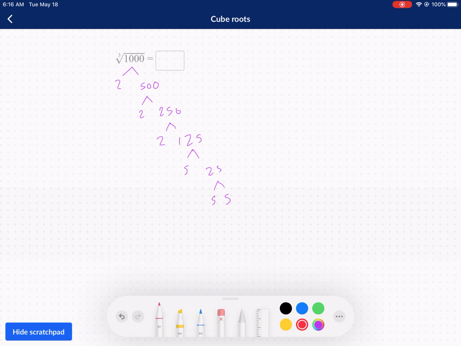Now, because it's a cube root, we're going to circle any triples. So here we have triple 2. Here we have triple 5. So if we wanted to, we could rewrite the cube root of 1,000 as the cube root of 2 times 2 times 2 times the cube root of 5 times 5 times 5.